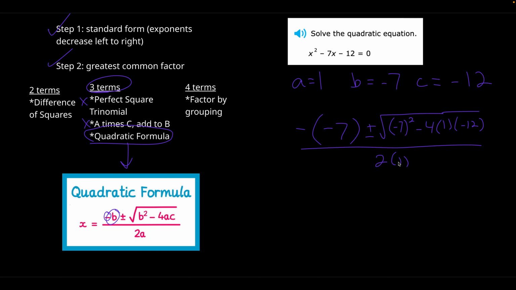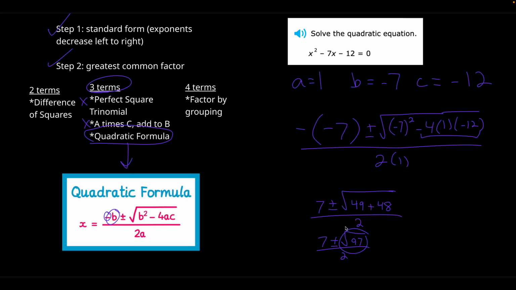Now we can simplify a little bit. I see this negative. Hopefully you remember, that's just a positive. So now we have 7 plus or minus the square root of -7 squared, which is 49. This part, if you do -4 times 1 times -12, you get +48, all divided by 2. 49 plus 48 gives me 7 plus or minus the square root of 97 all over 2.